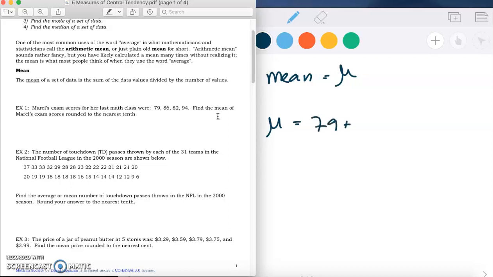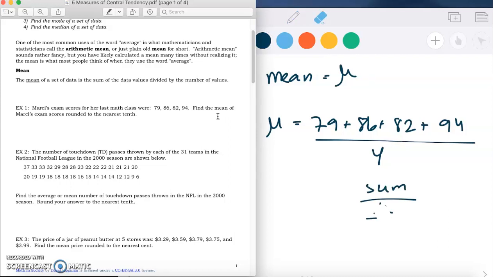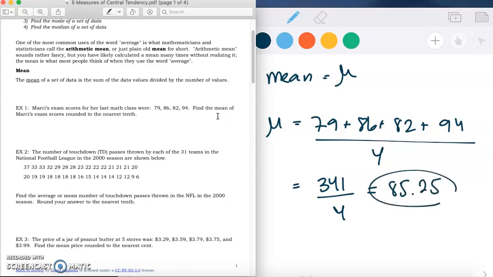So 79 plus 86 plus 82 plus 94 divided by 4. Again, here on the top we're taking the sum of the values divided by the number of values. So when we do this on the calculator, we're going to get 79 plus 86 plus 82 plus 94. It's going to give us 341 divided by 4. And we're going to get 85.25. So we would say the mean test score or exam score was 85.25.